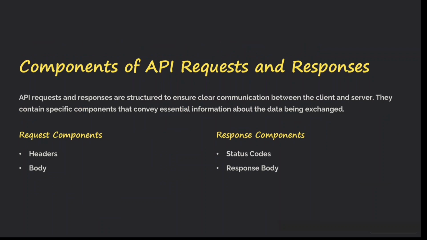Now, components of API request and response. What kind of components are there when we send an API request and receive the response? For that we have two main request components, the header and the body. For the response we have the status code and the response body that we receive. In API testing we mainly check the status code and the request parameters we receive from the client side.